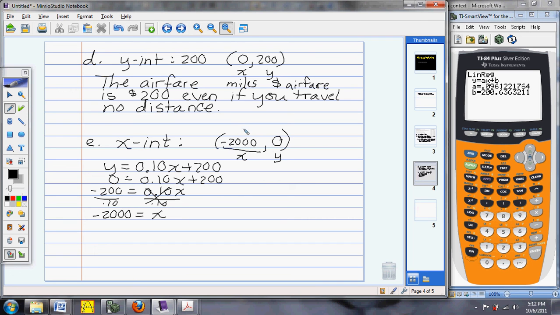And that's miles. So what is that saying? Negative 2,000 miles is $0. So does this make sense in the context of the problem? Does it make sense that if you wanted to pay nothing for your airfare, you'd have to go negative 2,000 miles? You can't travel negative 2,000 miles, not in the context of this problem. So we can write down that it would be negative 2,000 miles to have your airfare at 0.